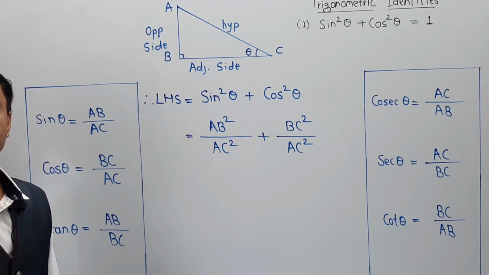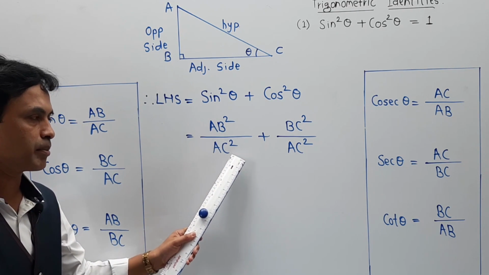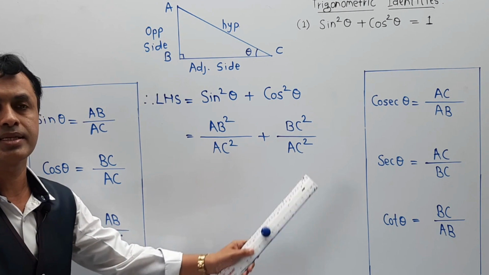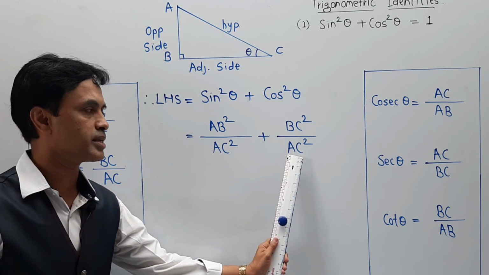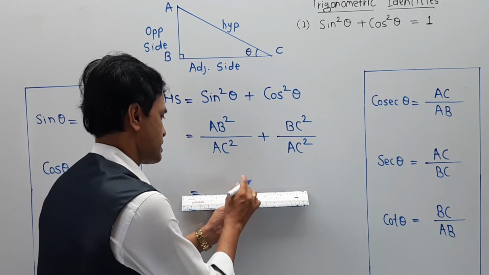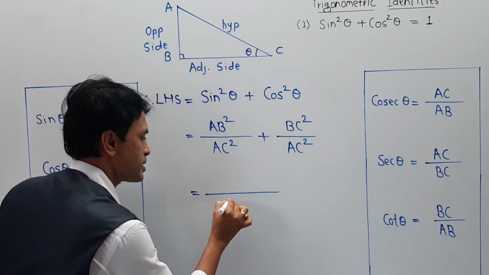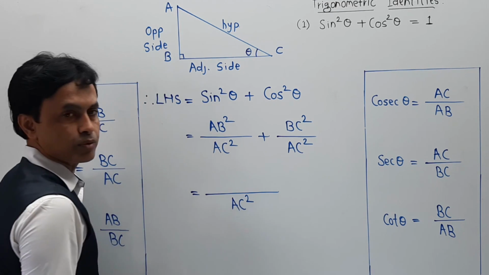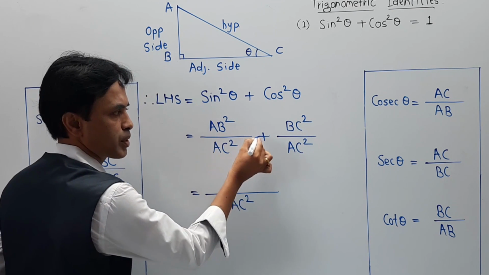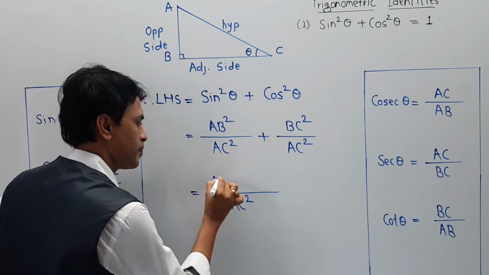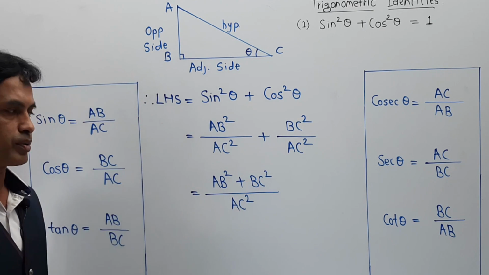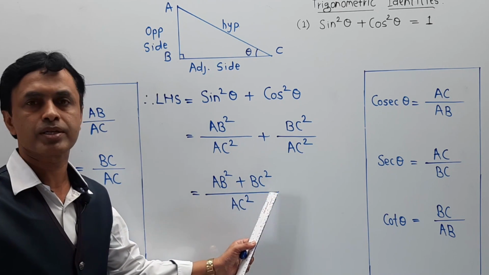Now from this step you can easily observe that for the first part the base is AC square, and for the second part the base is AC square. So I am writing that combined base, which is AC square. Now your numerator contains the value AB square plus BC square.